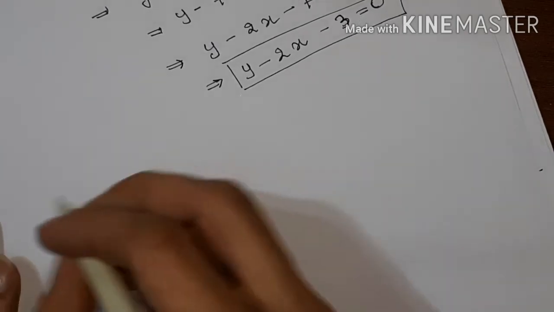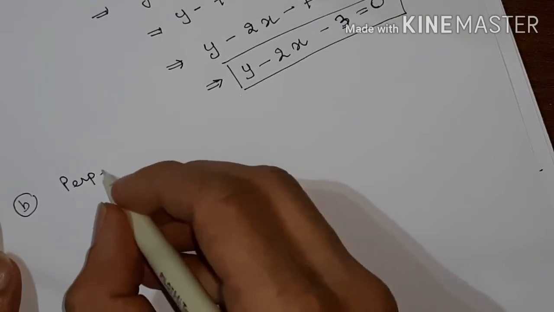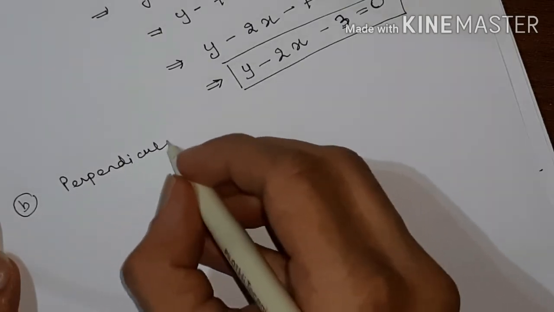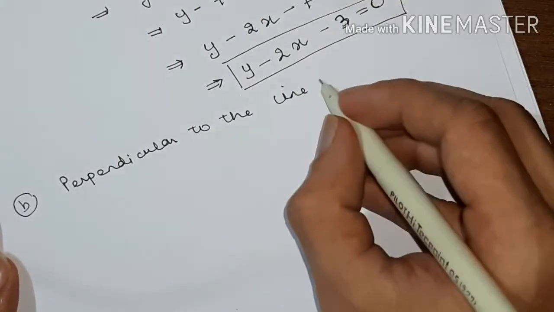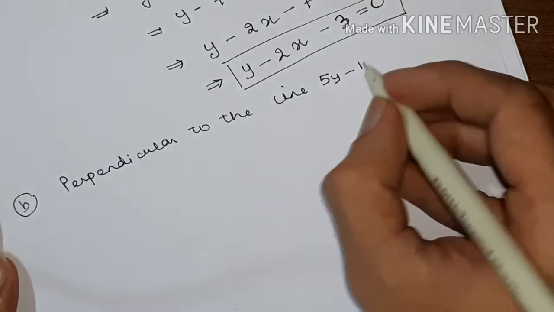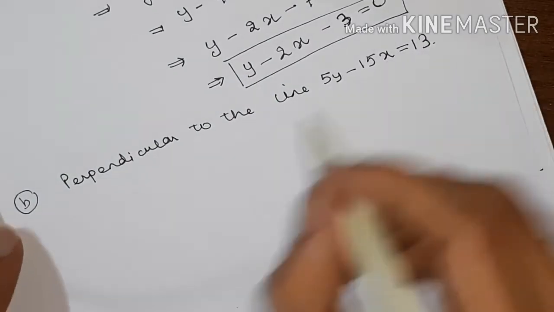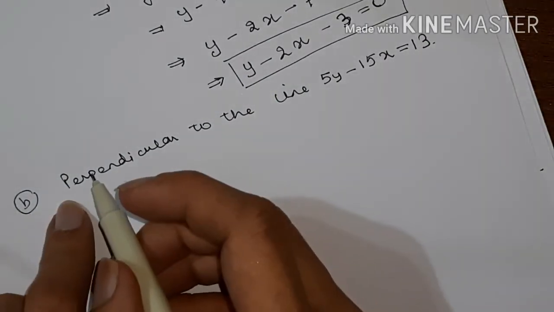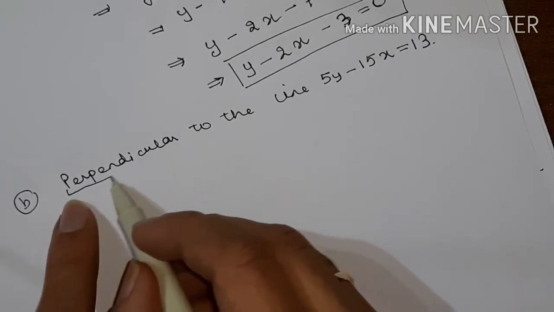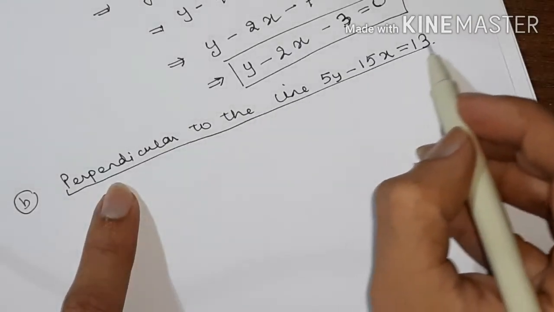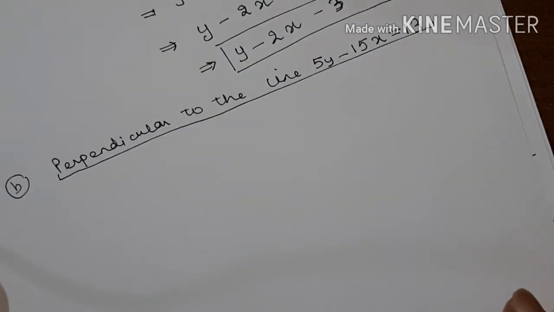Now let us look at sub problem B. The tangent line that is perpendicular to the line 5y minus 15x equal to 13. That means we have to find the equation of the tangent line to the curve which is perpendicular to the line 5y minus 15x equal to 13.